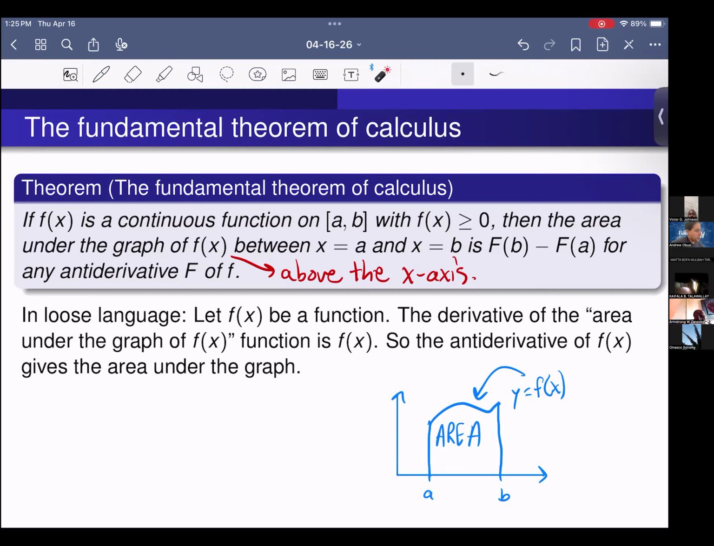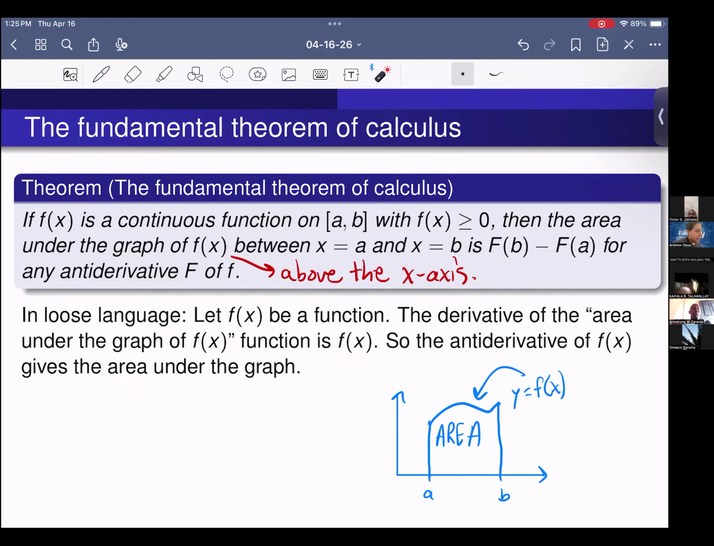Okay, so this is the fundamental theorem of calculus. And if we want to say it in loose language, we say that the derivative of the area under the graph of the function f of x is f of x itself, which means the antiderivative of f of x gives the area under the graph. This is loose language. On the previous page, it's done somewhat more precisely.